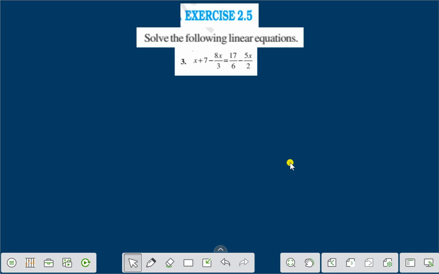Hello everyone. Today I'll discuss exercise 2.5 question number 3. Let us solve question number 3. Solve the following linear equations. Question number 3 is x plus 7 minus 8x by 3 is equal to 17 by 6 minus 5x by 2. Let us solve this question.